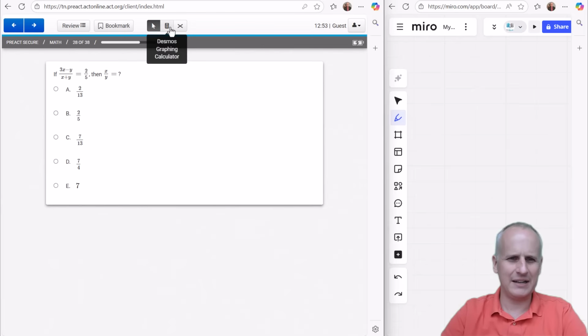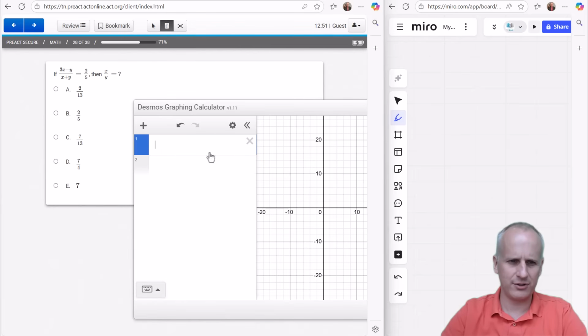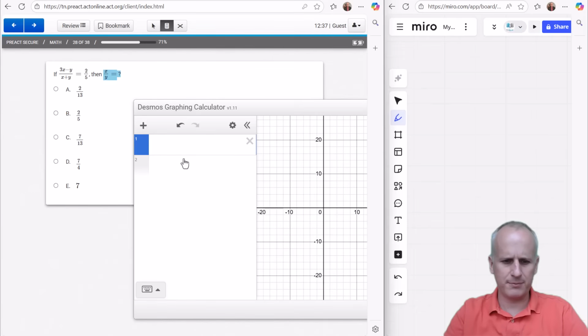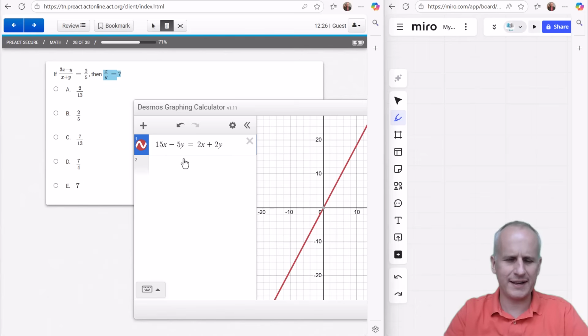Here we've got another question where we can potentially just use our Desmos graphing calculator to track the steps. So we're going to cross multiply to begin trying to solve for what we're being asked for, which in this case is what x divided by y is. If we cross multiply, we'll end up with 15x minus 5y equal to 2x plus 2y.